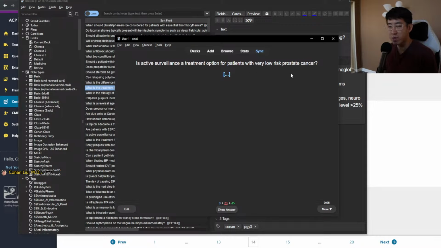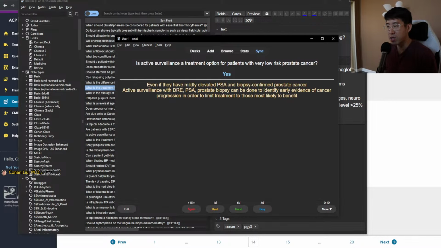Is active surveillance a treatment option for patients with very low risk of prostate cancer? Yes. So if somebody has very low risk, with low PSA and low grade architecture of the prostate cancer on biopsy, then you can just continue surveilling them with PSA and prostate biopsy as needed, instead of opting to start with treatment right away.